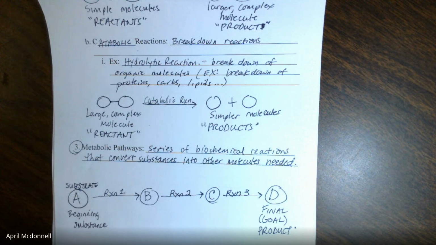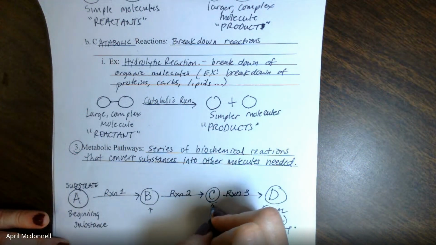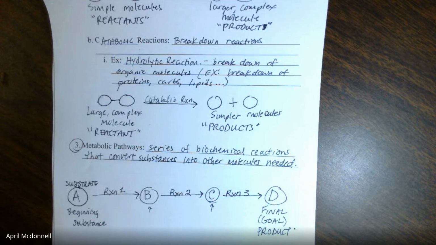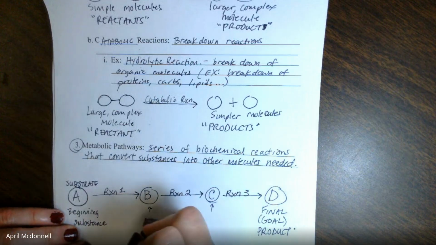So, for example, when a plant is undergoing photosynthesis, its final goal product is to produce a sugar called glucose. And there are a series of reactions that take place in order to make that final product. These substances that are produced in between the beginning substance and the final product are going to be called intermediate substances.